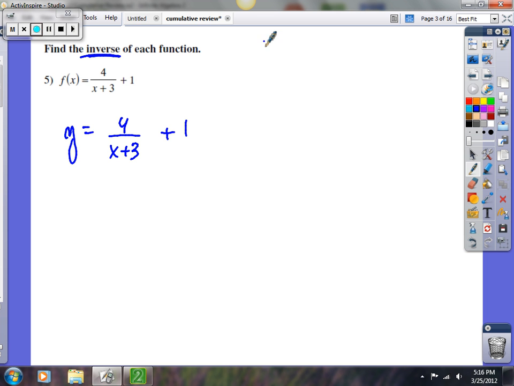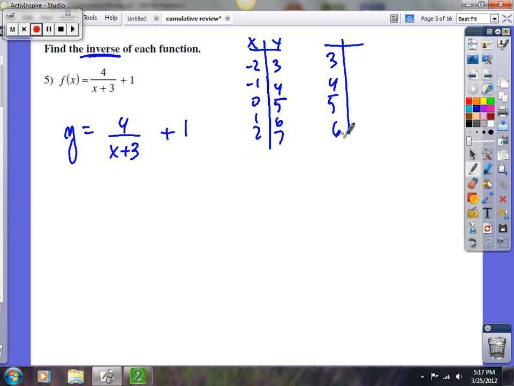Remember, with inverse, if you've got a table like this, x and y, with x values negative 2, negative 1, 0, 1, 2, and your outputs are 3, 4, 5, 6, 7, the inverse of that is where you just switch your inputs and your outputs. So the inverse is going to have inputs 3, 4, 5, 6, 7, and the outputs are going to be negative 2, negative 1, 0, 1, and 2. So the inverse is just where you switch your x's and your y's.